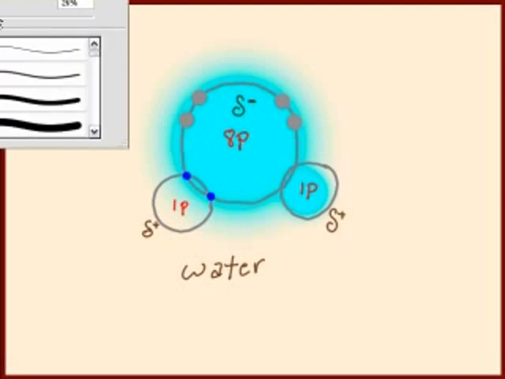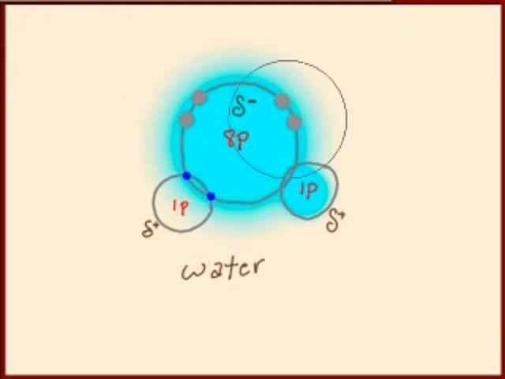Just like Earth has poles, the ends of this bond are different. It has a big end and a small end, or a positively charged end where the hydrogen is, and a negatively charged end where the oxygen is. And so this type of bond is a polar covalent bond.